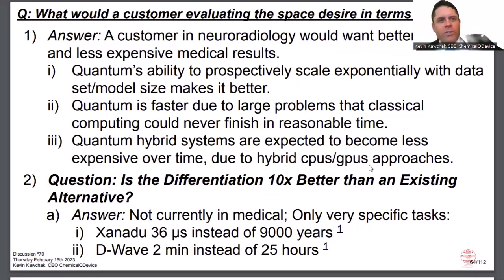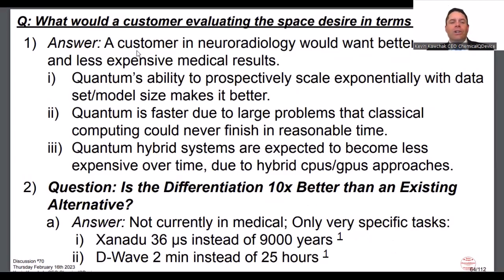The other question is, what would a customer evaluating the space desire in terms of metrics? A customer in neurology would want better, faster, and less expensive medical results. That's due to quantum's ability to prospectively scale exponentially with data size and model size to make it better. And quantum is faster due to large problems that classical computing can't do. I'll show you the example at the bottom. Quantum hybrid systems are expected to become less expensive over time due to hybrid CPU and GPU approaches.